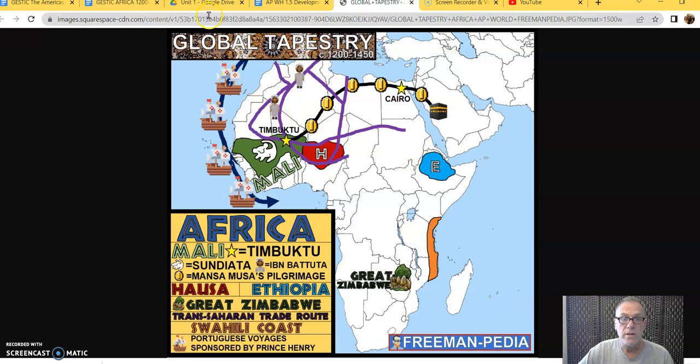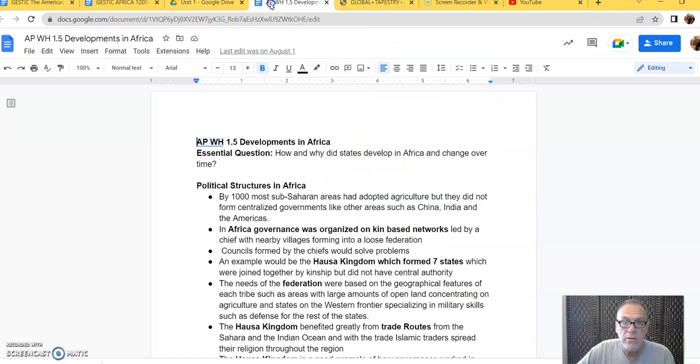So let's just go to some of the underlying developments real fast. By 1000 CE, most sub-Saharan areas had adopted agriculture, but they did not form any centralized government.